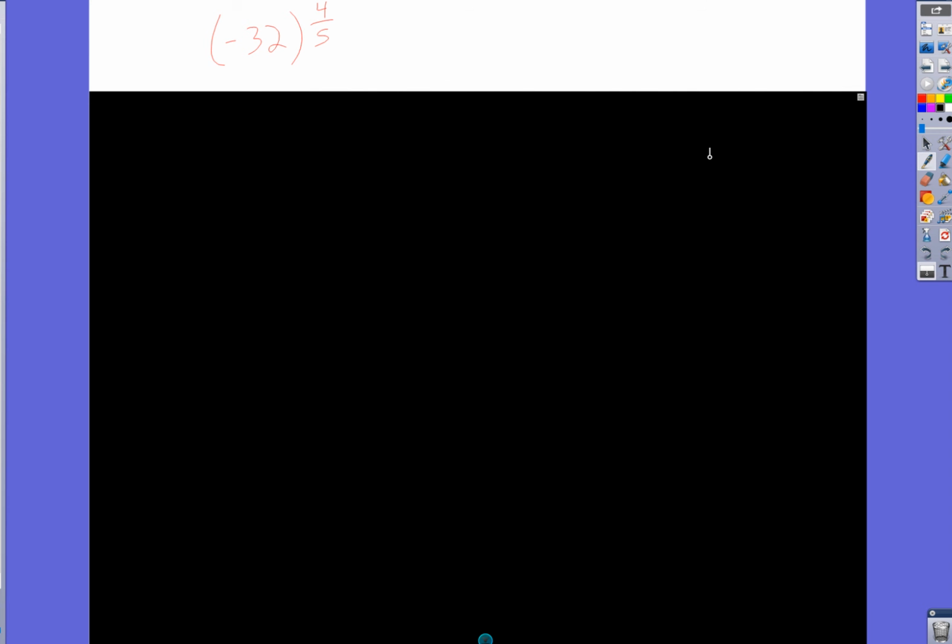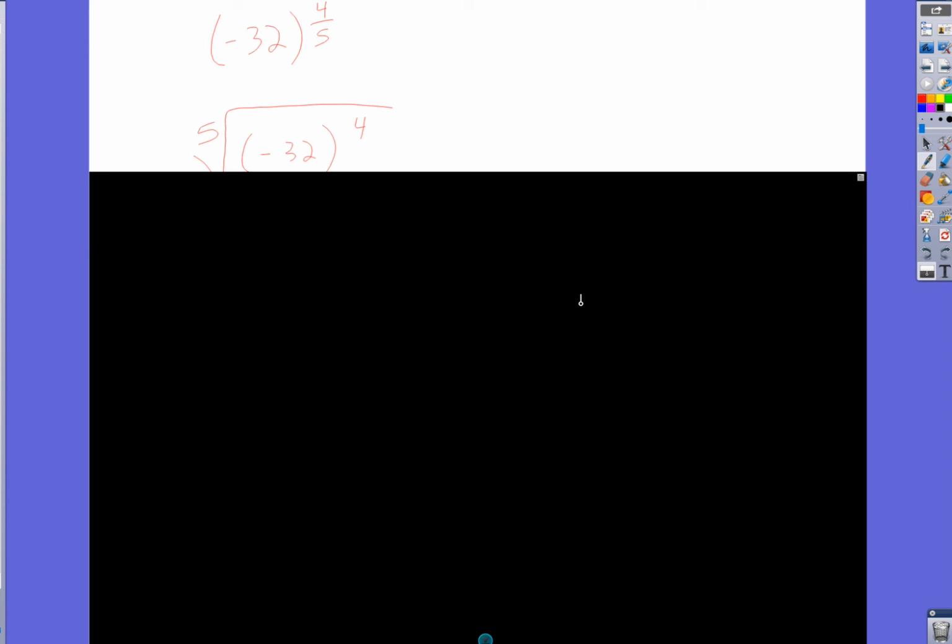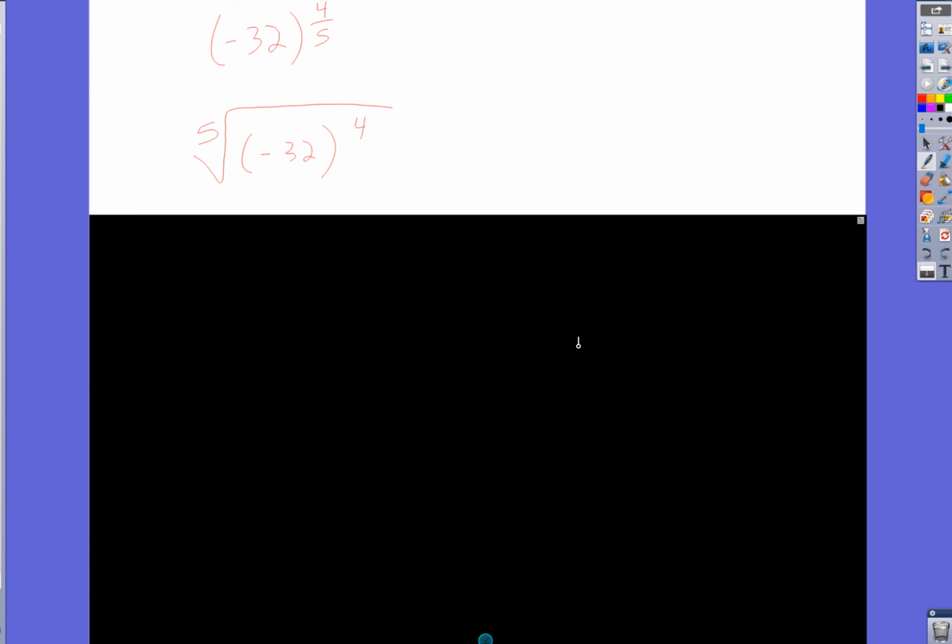So if I want to get rid of that rational exponent, where's the 5 going to go? The index. The 4 is going to go on the inside with the negative 32. If I take a negative number to an even power, what do I get? What type of number do I get when I take a negative to an even power? If you multiply a negative number times itself an even amount of times, you get a positive. A positive what?